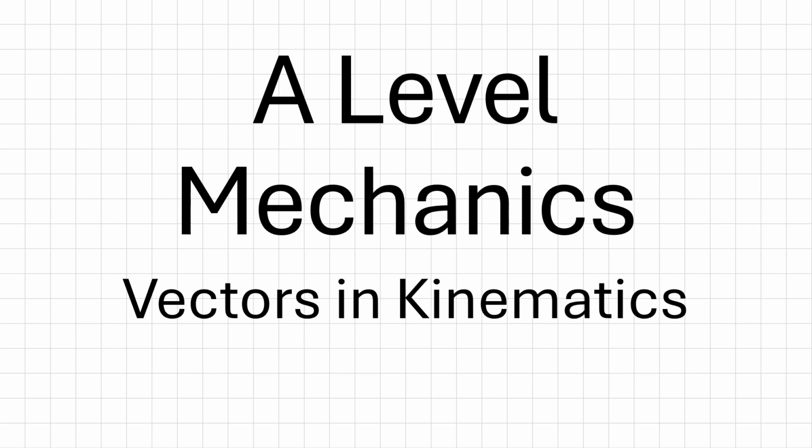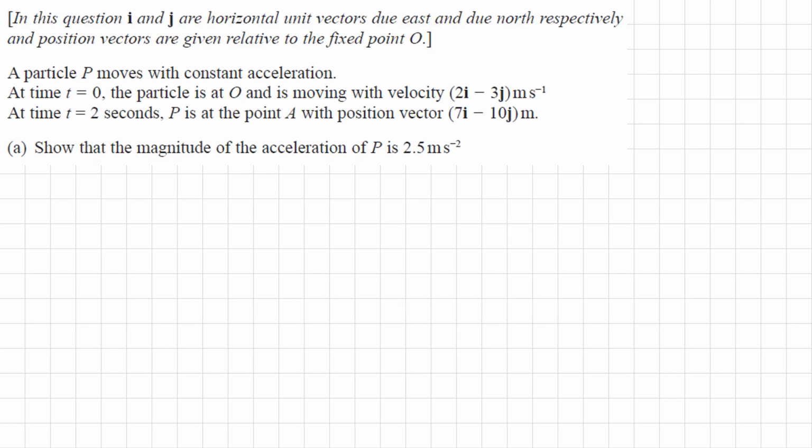This is an A-level mechanics question, which is vectors in mechanics, also known as constant acceleration in 2 dimensions. In this question, i and j are horizontal unit vectors due east and due north respectively, and the position vectors are given relative to the fixed point O. A particle P moves with constant acceleration.